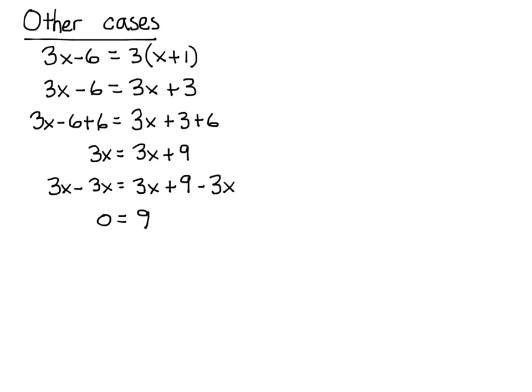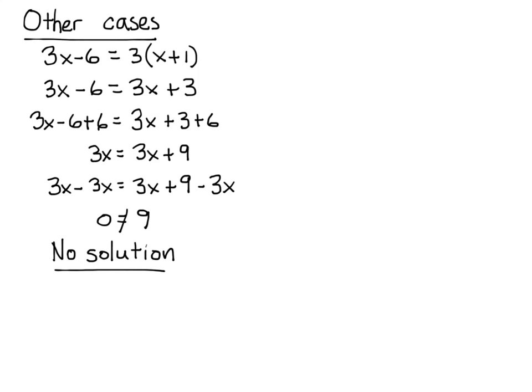Right? And so that's not possible. 0 doesn't equal 9. All right, so I'm going to mark that it doesn't equal 9, and I'm going to write no solution. And that's all you need to do, is indicate that there's no solution.